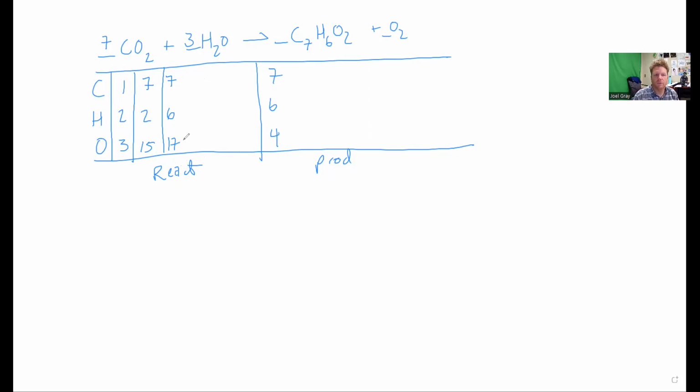So what I'm going to do to account for that is take that 17 and multiply it by 2, because I can take an odd number and make it an even number whenever I do that. But if I do it to that, I've got to do it to everything else. I'm going to take this 7 coefficient in front of CO2 and make it 14. The 3 coefficient in front of H2O becomes 6.